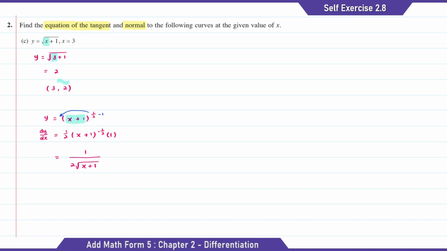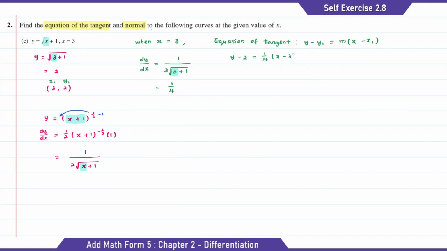To find the gradient of the tangent, substitute the x coordinate 3 into the dy/dx. Then the answer is equal to 1 over 4. So here let the coordinates be (x1, y1). Then the equation of the tangent will be y minus 2 equal to 1 over 4 (x minus 3). Then y equal to 1 over 4x minus 3 over 4 plus 2. Then the equation will be y equal to 1 over 4x plus 5 over 4.